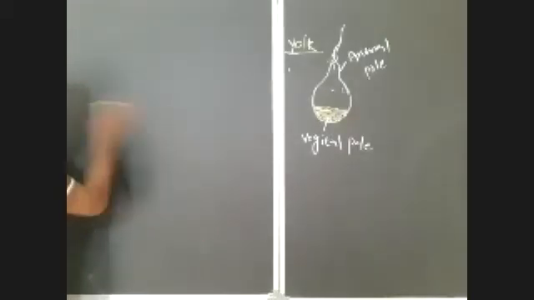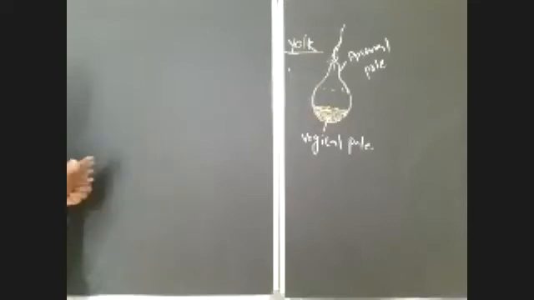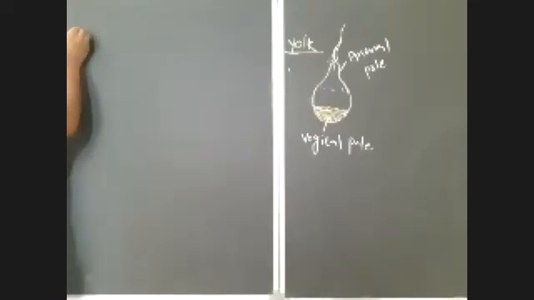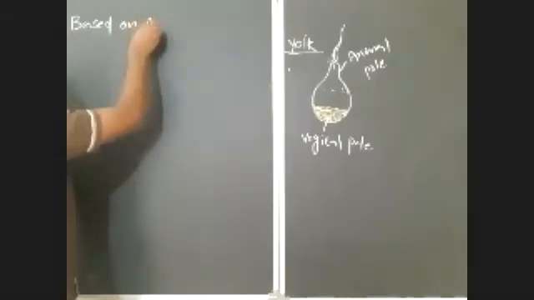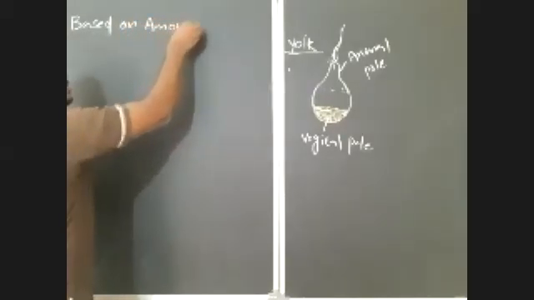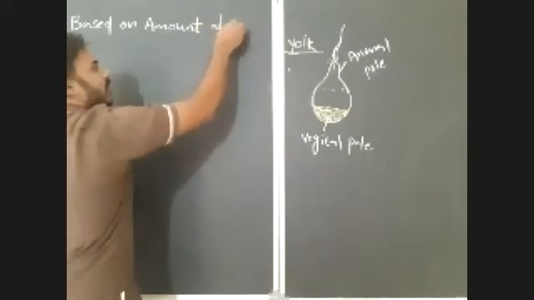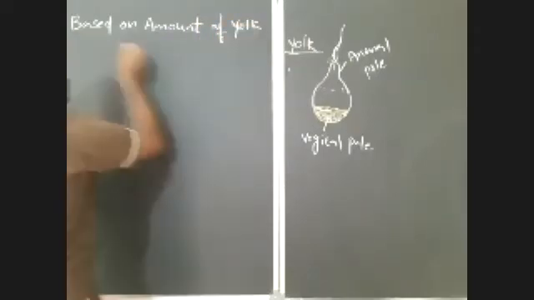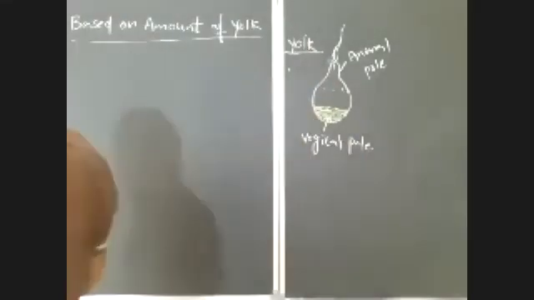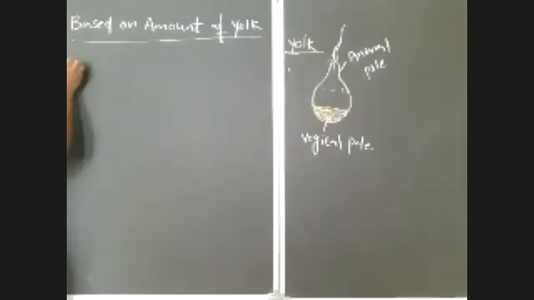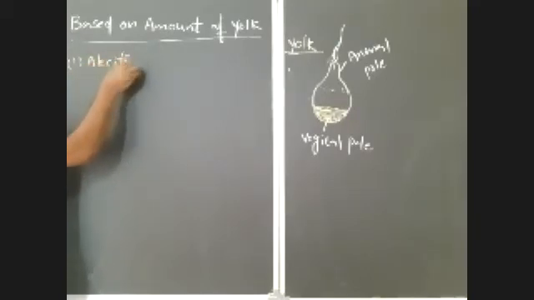Based on amount of yolk or quantity of yolk, how could we classify the eggs? First type of classification of eggs is based on amount of yolk. Based on amount of yolk, what are the types of eggs here? So first in this, alecithal eggs.